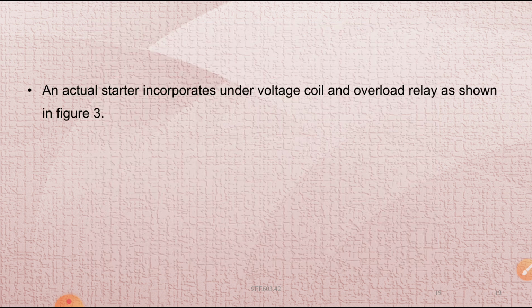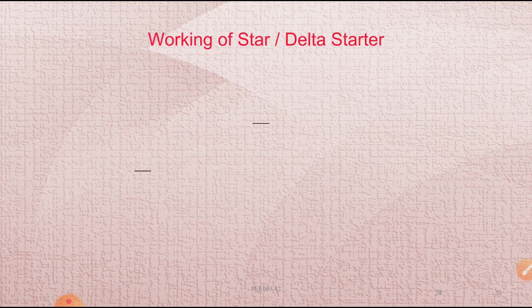Actually, here you can see the starter. An actual starter incorporates an under voltage coil and overload relay as shown in the previous figure. The wiring diagram of the star delta starter with protective devices is shown in the figure. So, these are the things. Now let us see once again in PowerPoint.